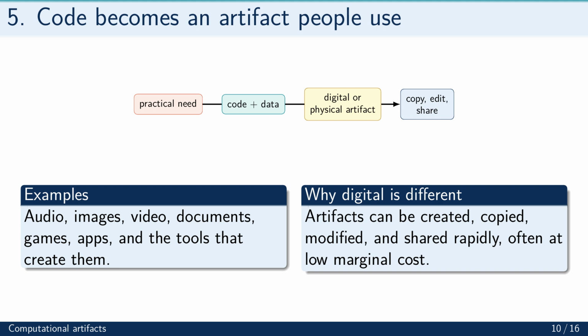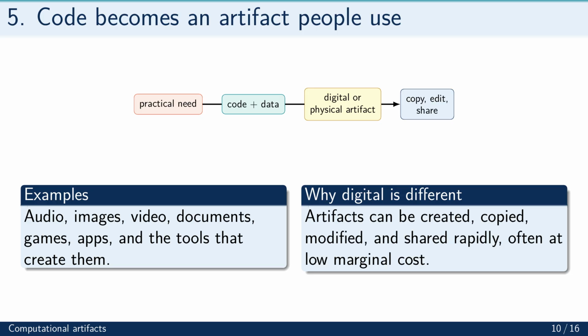Code becomes a computational artifact when it is combined with data and used to produce something people can experience or operate. Artifacts may be digital, such as audio, images, video, documents, games, and applications, or they may be physical objects controlled by software. The process begins with a practical need or a creative goal. Code and data are then used to create an artifact that can be copied, edited, and shared.